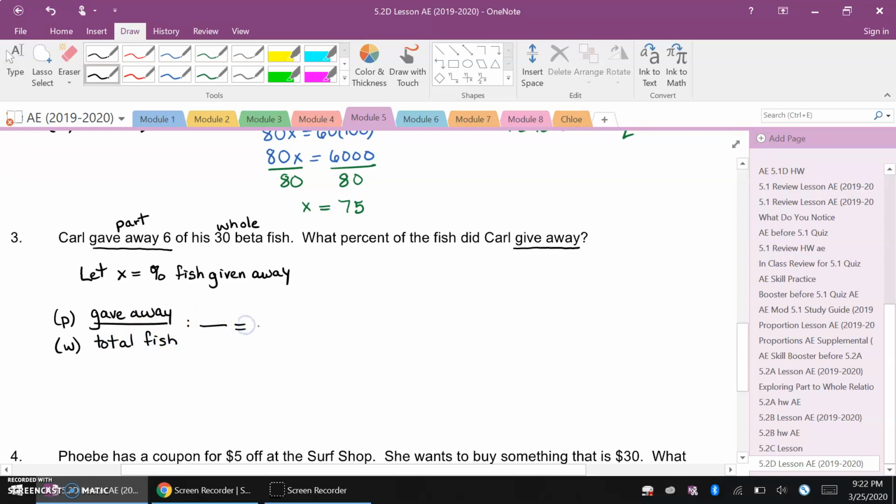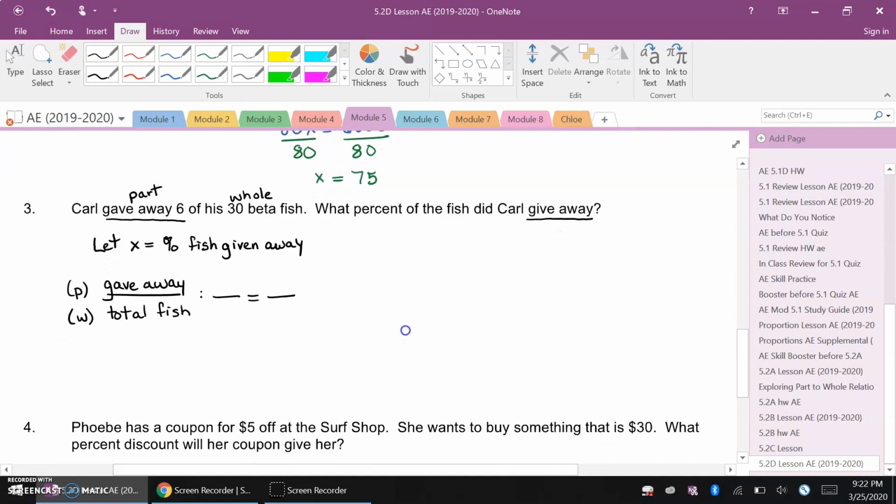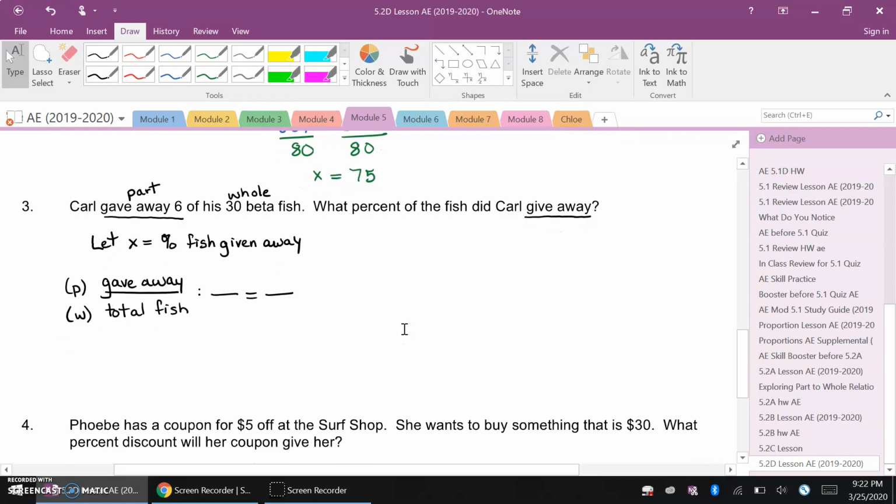So now might be a good time to pause and see if you can come up with the proportion on your own. Okay, now let's see how it went. So we have 6 over 30 equals x over 100.